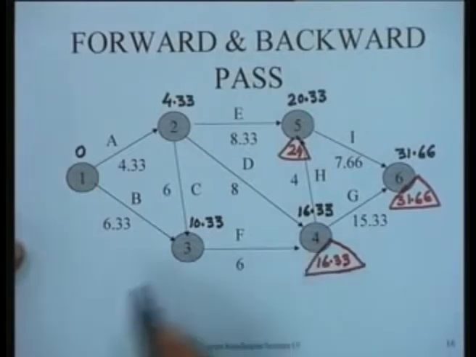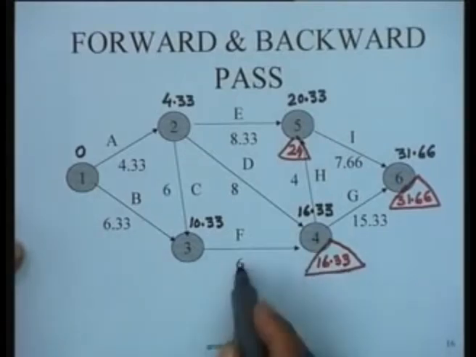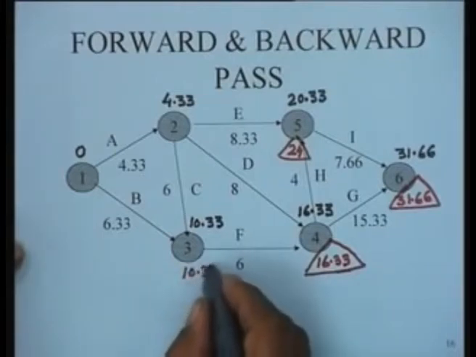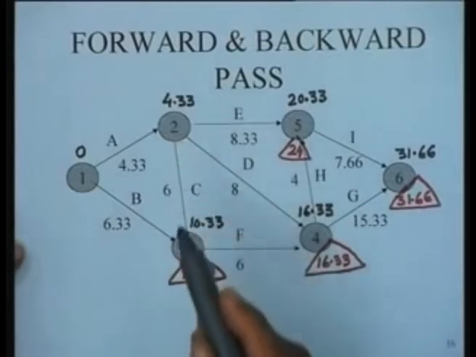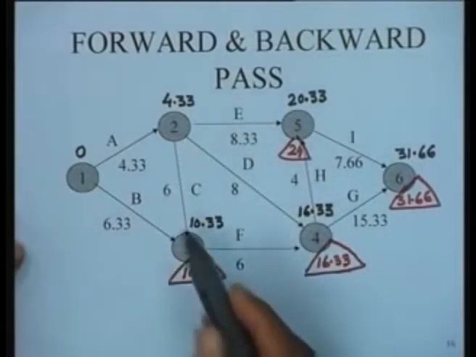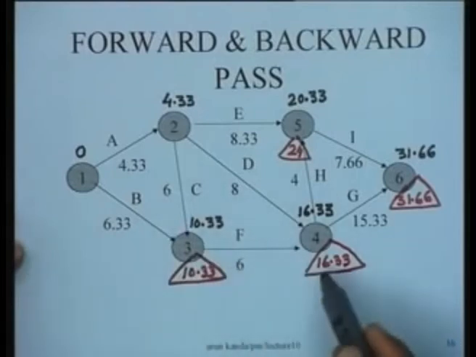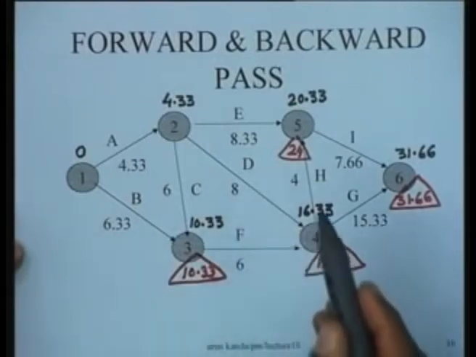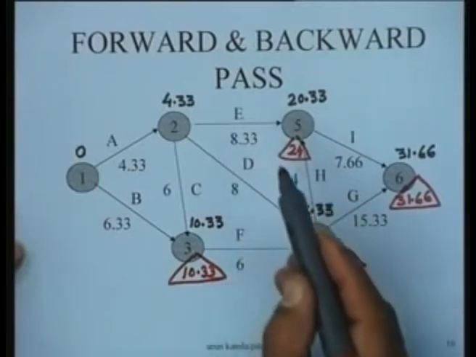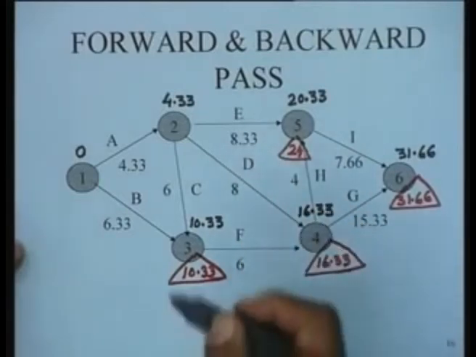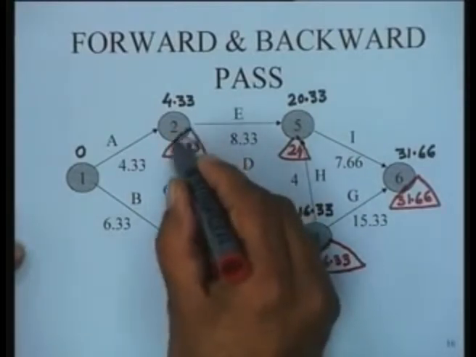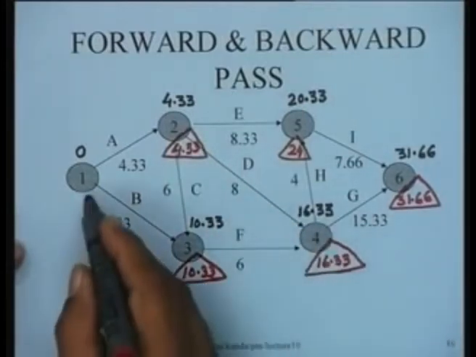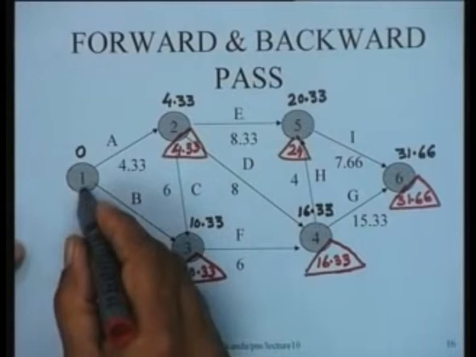And then we come to node 3. 16.33 minus 6 is going to be 10.33 for this particular node. So we compute the latest occurrence time of this node. And when you come to node 2, you will have to take the minimum over 10.33 minus 6, which is 4.33, 16.33 minus 8, which is 8.33, and 24 minus 8, which is going to be 16.33, and the least value obviously is 4.33. So this would be the latest occurrence time for this particular node. And finally, for this node, you can see very easily that this value comes out to be 1.